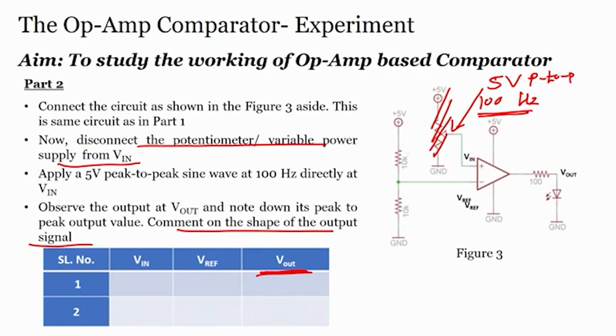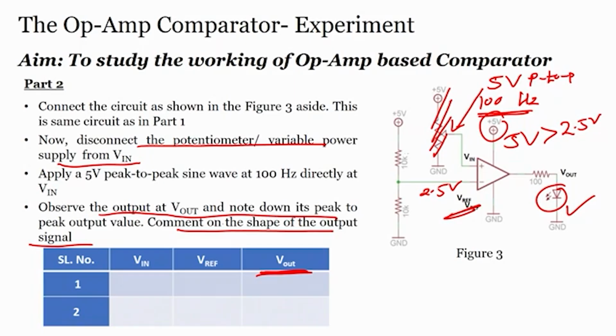Now, when he is applying 5 volts at the non-inverting terminal, he could see that the LED is on, because 5 volts is greater than 2.5 volts, right. What is 2.5 volts? V reference. So, the input signal is greater than 2.5 volts, which means the output will be plus 5 volts, that is why the LED is on, right. What we have to do here is observe the output voltage and note down its peak to peak output value.